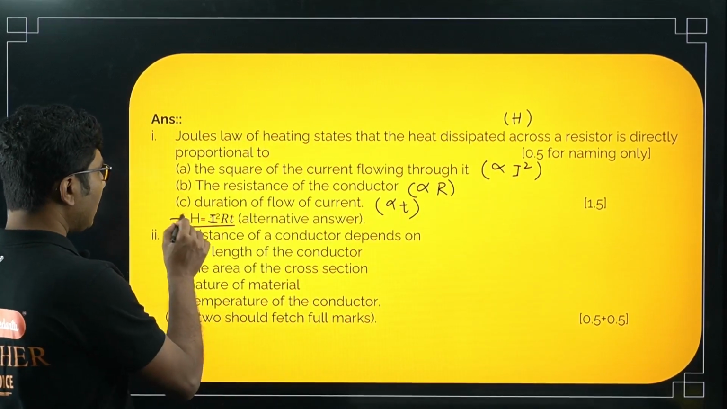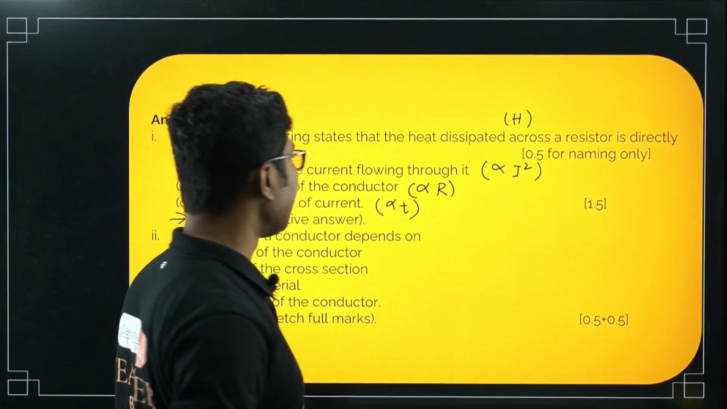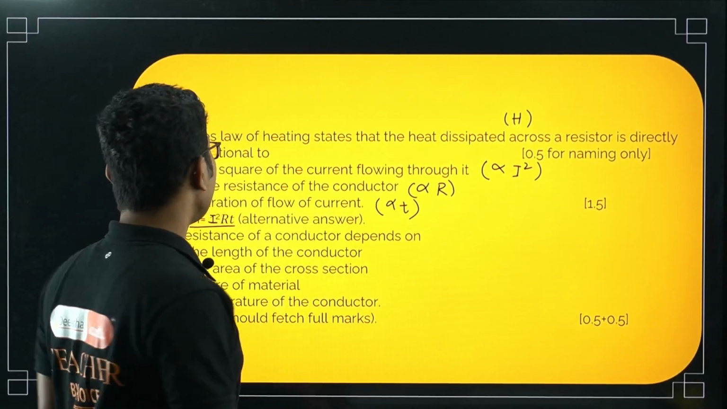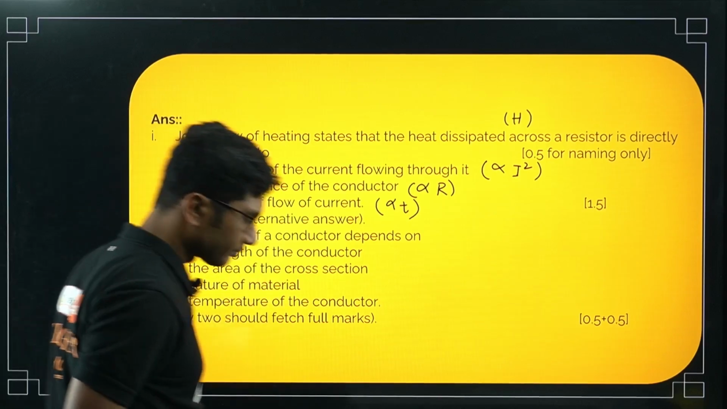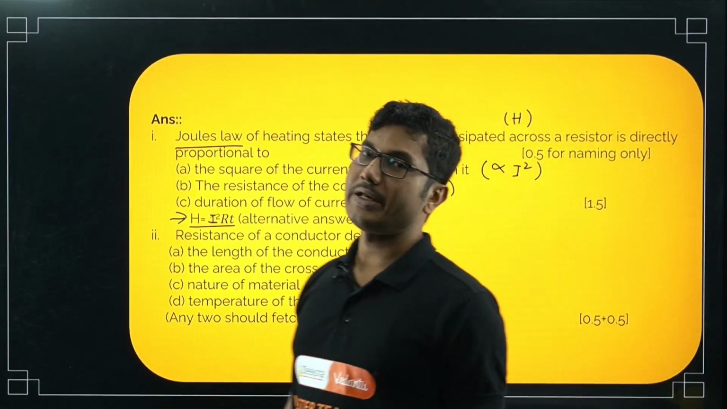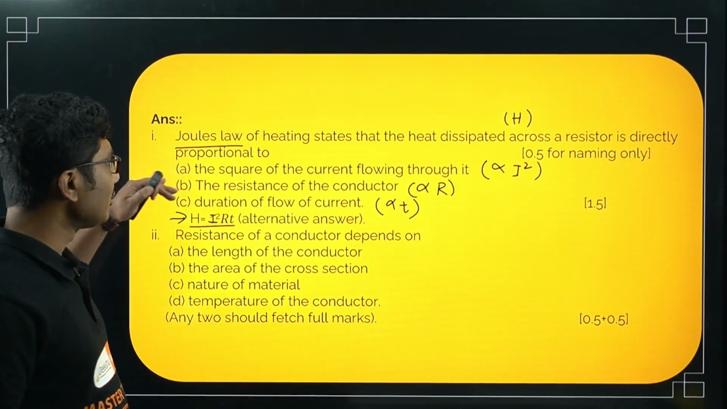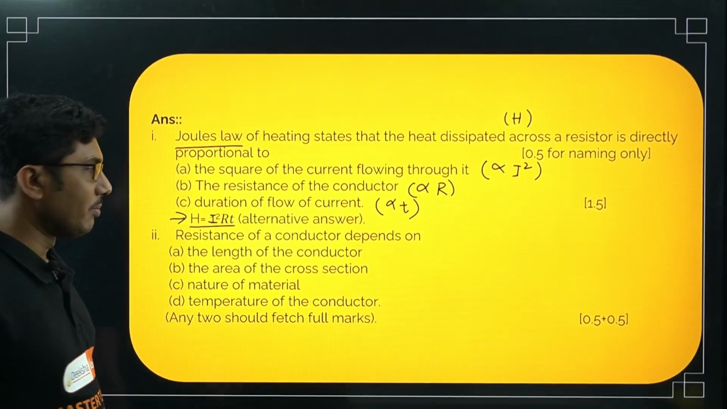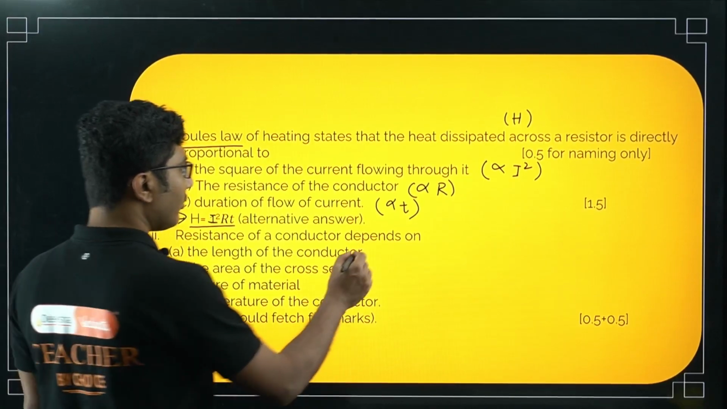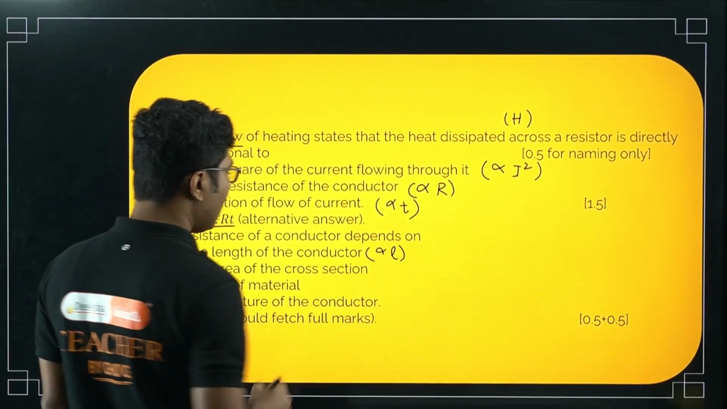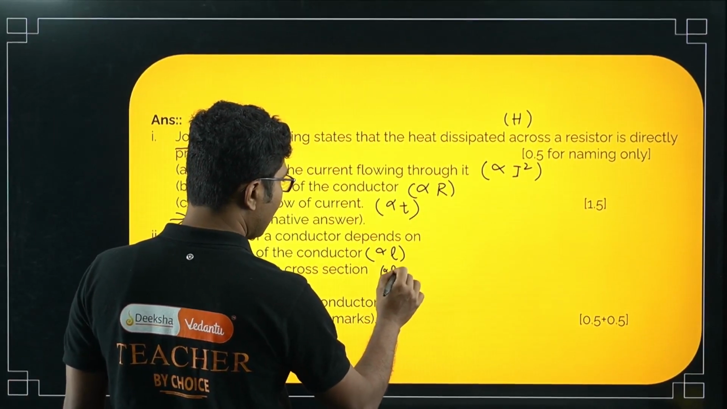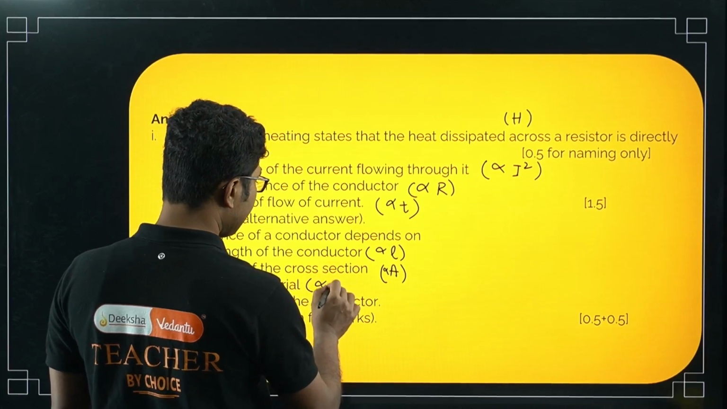This is also fine. They have given it as an alternative answer, but if you mention all three parts along with this, you get 1.5 completely. First of all, you have to identify that this is Joule's law. Definitely they will give you 0.5 marks only for identifying it is Joule's law. Secondly, once you mention all the points, for that you will get full marks. The resistance of a conductor depends on the length of the conductor, proportional to L, then the area of cross section A, and the nature of the material, that is rho.